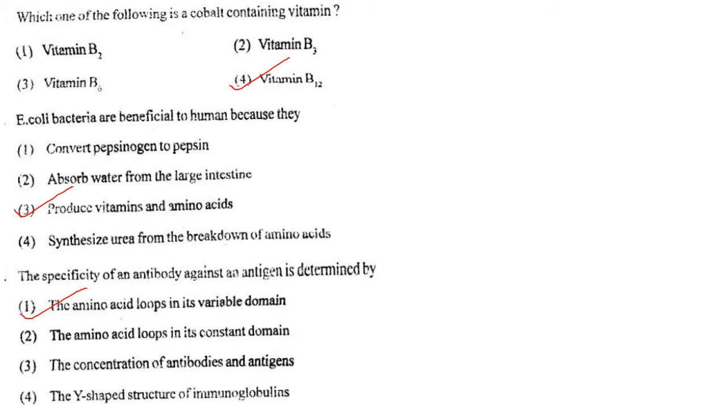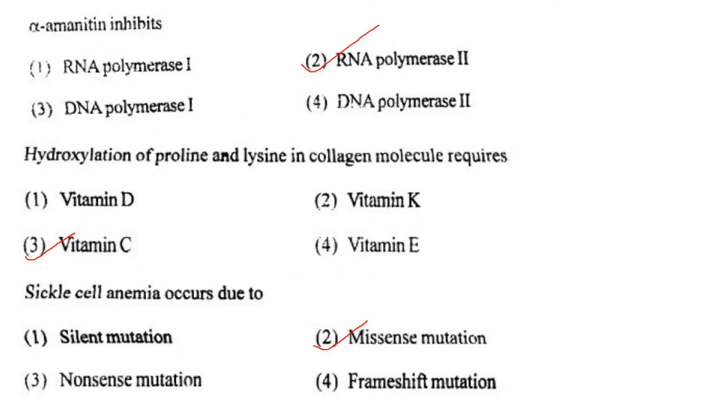The specificity of an antibody against an antigen is determined by option 1 the amino acid loops in its variable domain, option 2 the amino acid loops in its constant domain, option 3 the concentration of antibodies and antigens, and 4 the Y-shaped structure of immunoglobulin. Answer is option 1 the amino acid loops in its variable domain. Alpha amanitin inhibits option 1 RNA polymerase 1, option 2 RNA polymerase 2, option 3 DNA polymerase 1, and option 4 DNA polymerase 2. Answer is RNA polymerase 2.